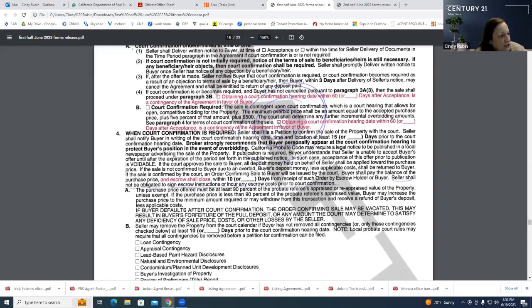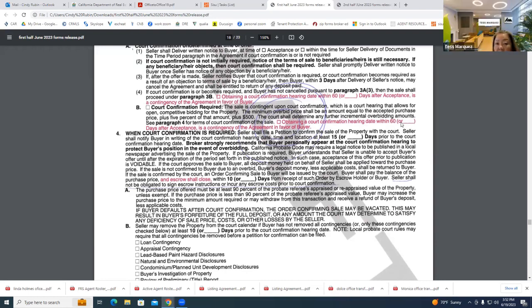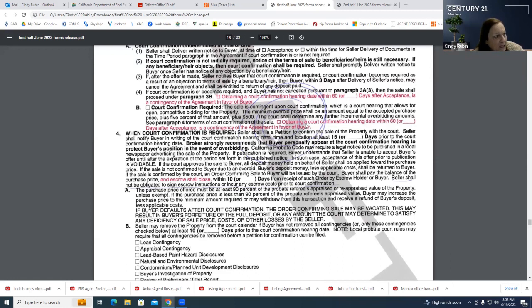Right. So now there's a box to check. And again, it looks like you don't have to check it, right? Yeah. It says that obtaining the confirmation hearing date within 60 days is a contingency, so the buyer can cancel if seller doesn't get that hearing date in 60 days. Well, the only reason that they can cancel as a buyer is if they don't win the bid. No, this is adding a new cancellation for them. But again, it doesn't default to that. They'd have to check the box. But if you had a buyer that was buying a probate property, you would want to check the box and say, this is contingent on you getting us a hearing within 60 days.